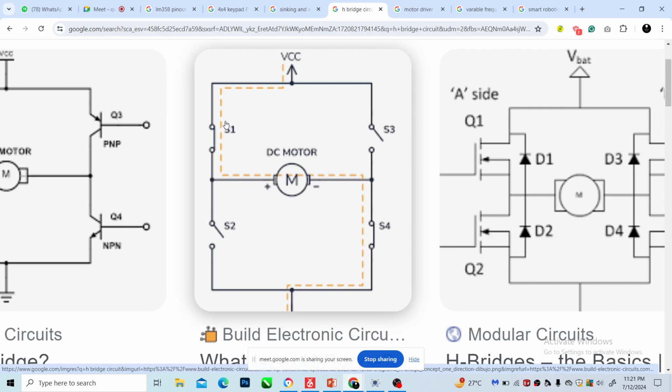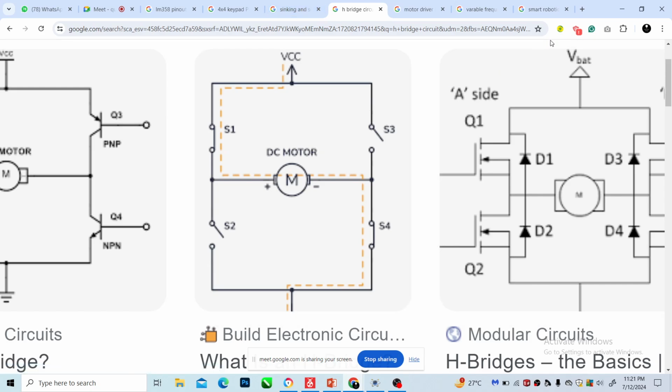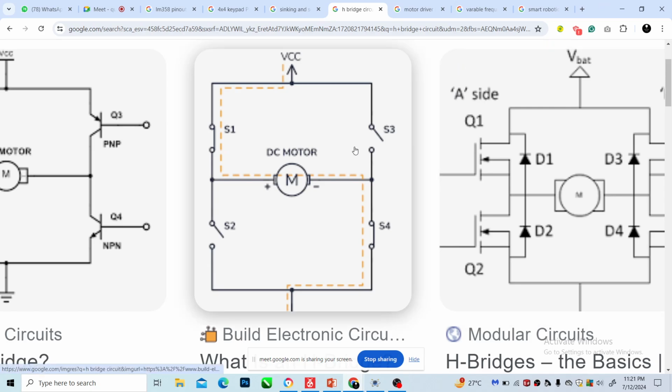So if you have 1, 0, 0, 0, you know this is 1. S4 and S3. S1 and S4, they are 1. What will happen here?